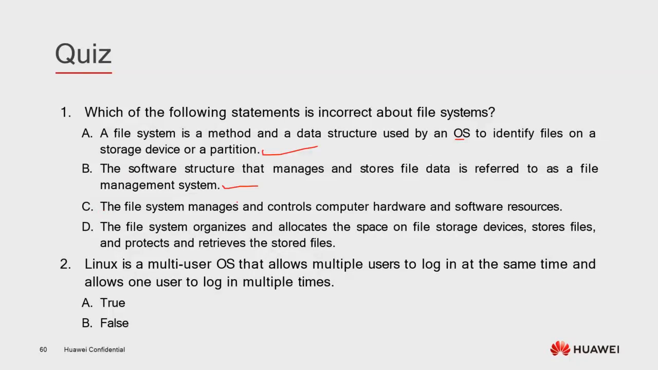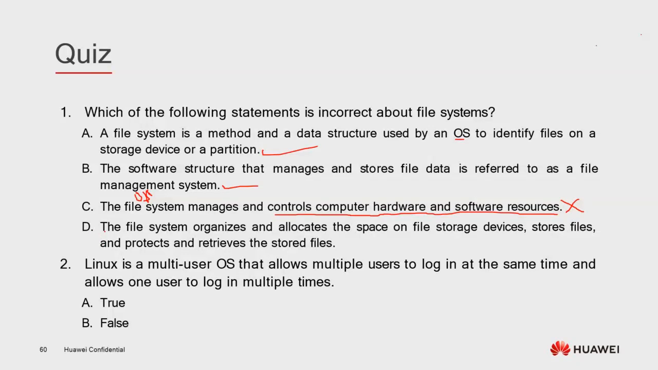C, the file system manages and controls computer hardware and software resources. True or false? Let's read it again. The file system manages and controls computer hardware and software resources. True or false? Is it true? No, it's not true. It's the operating system that manages computer hardware and software, not the file system. So this one is not true. If they said the operating system, OS, then we could say it's true. It's one of the functions of the operating system to control hardware and software resources. It's the operating system that does that, not the file system.